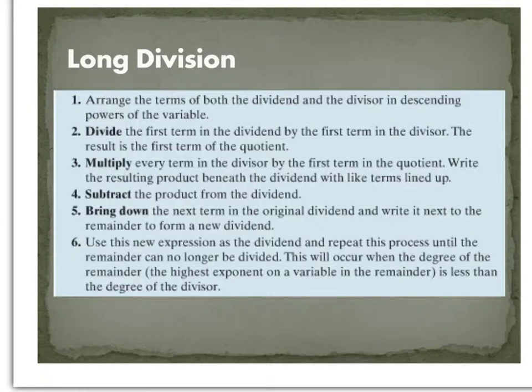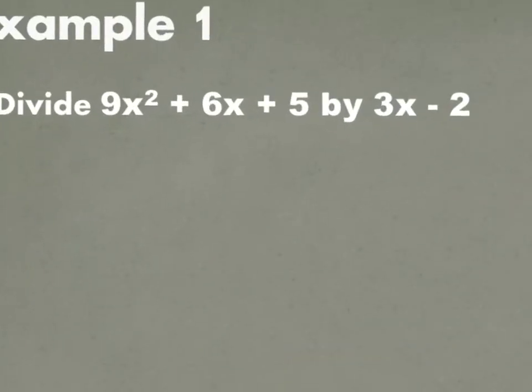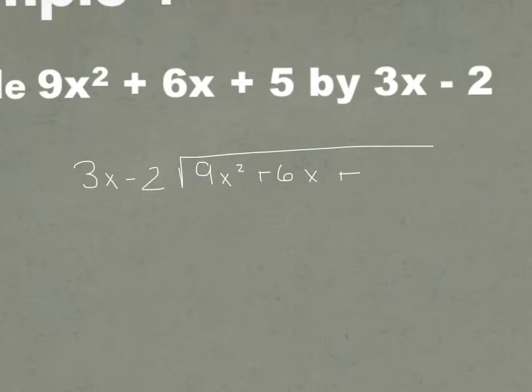Okay, so let's take a look at our first example. We're dividing this by 3x minus 2. So 3x minus 2 goes out here, and then I get 9x squared plus 6x plus 5. What I want to do is look at these first two terms, the term that's out here and the term that's in here. 3x times 3x is going to give me 9x squared.